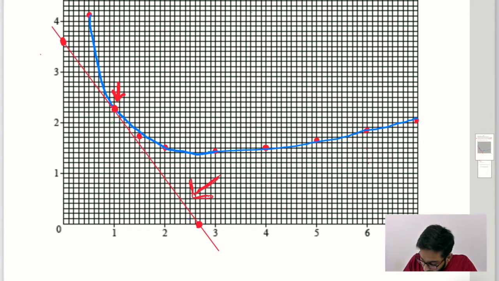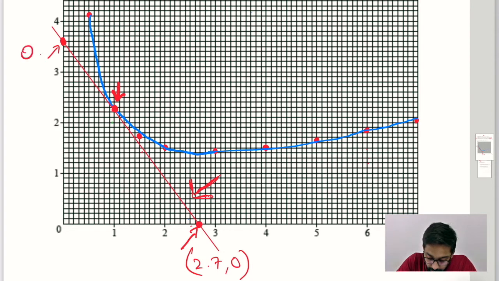So the coordinates of this point right here would be 2.7 and 0, because of course it's the x-axis, and then this point right here would be 1, 2, 3, 4, 5, 6. Okay, so 0 and 3.6, these are going to be the coordinates of this point. So this 0 right here is y2 and this 3.6 right here is y1.